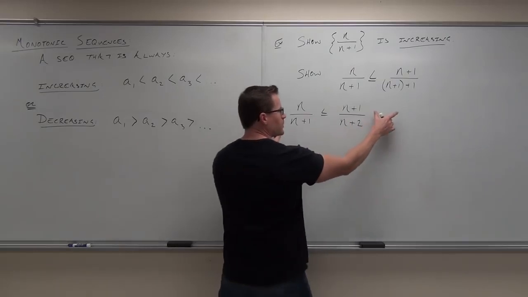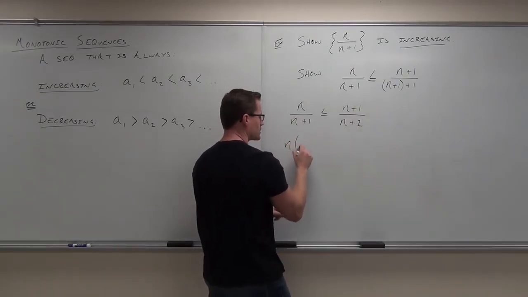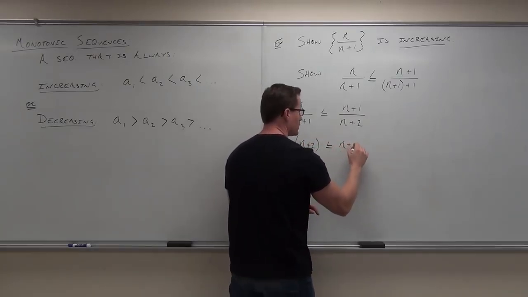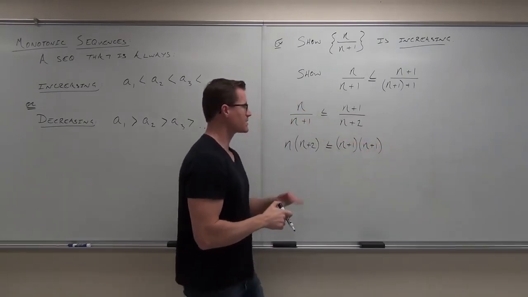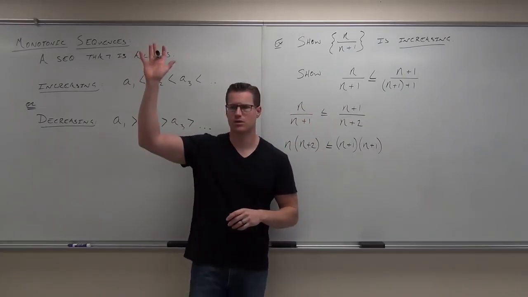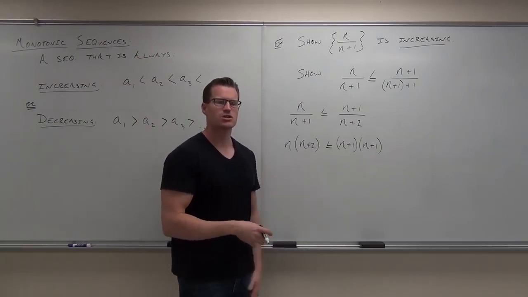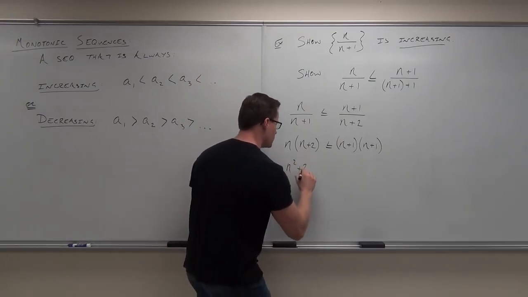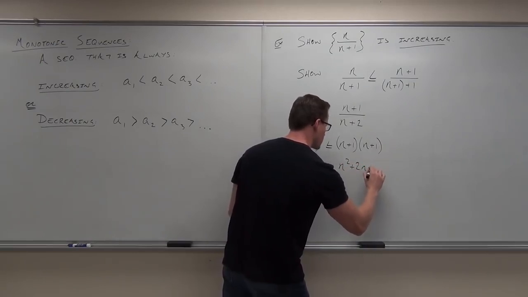So if I multiply both sides by n plus 2 and n plus 1 respectively, I get n times n plus 2 is less than or equal to n plus 1 times n plus 1. If I had multiplied by negatives, I'd have to flip my inequality. Because I'm multiplying by positives, I don't have to do that. Show of hands if you're okay with this so far. Now, this is a little bit better, but let's go ahead and distribute and really see what's going on. If we distribute, we get n squared plus 2n less than n squared plus 2n plus 1.